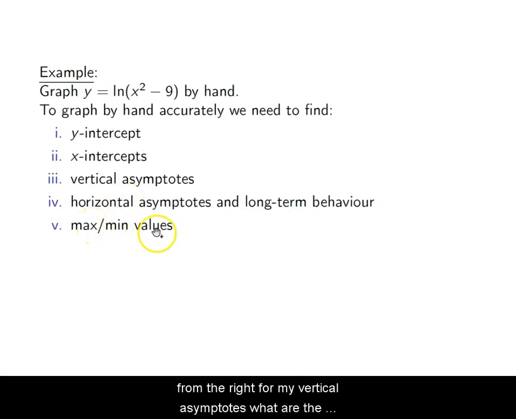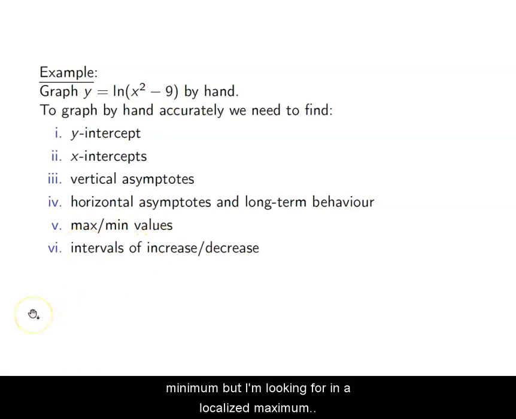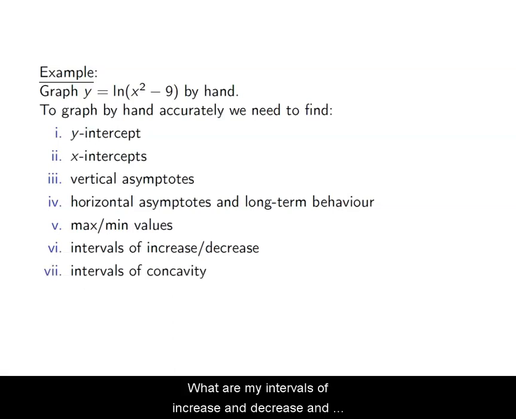What are the maximum and minimum values, right? Specifically, what are the local maxes? What are the local mins? Obviously, we're not graphing this on a closed interval, so I'm not looking for absolute maximums and minimums, but I'm looking for any localized max and min values. What are my intervals of increase and decrease? And what are my intervals of concavity? When is my function concave up? When is my function concave down?